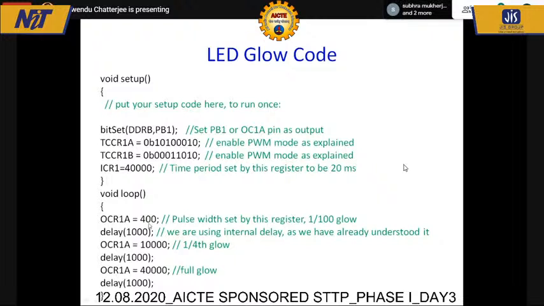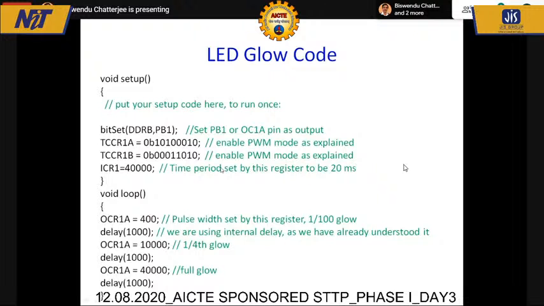Now OCR1A at 1/100 glow stays for 1 second. Now I have changed dynamically to 1/4 of the glow by giving it 10,000. The glow will change, and we are delaying again 1000, and lastly I am giving a total of 40,000 for full glow. What will happen? 1/100 glow for 1 second, 1/4 glow for 1 second, and full glow for 1 second. And since this is in a loop, it will repeat.